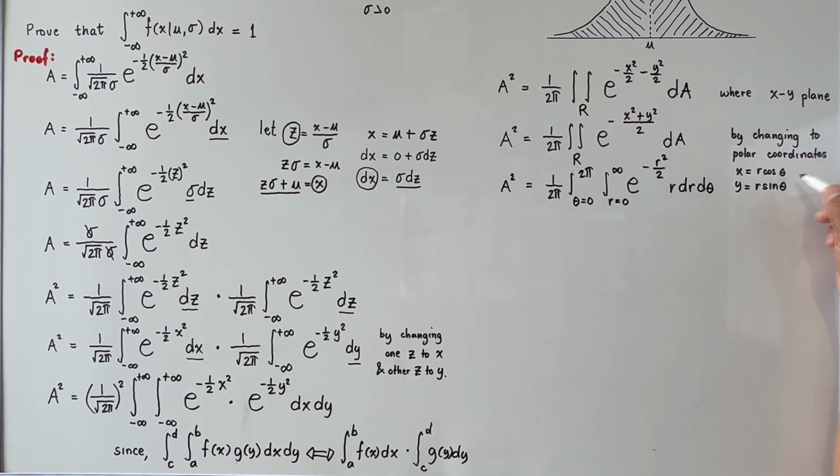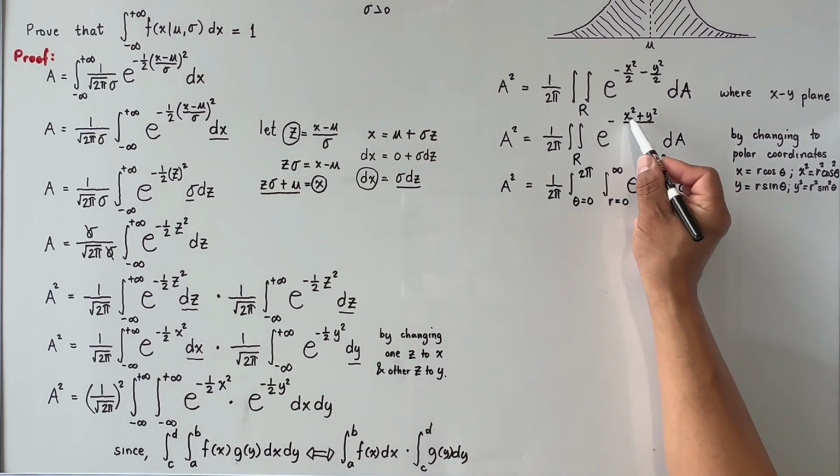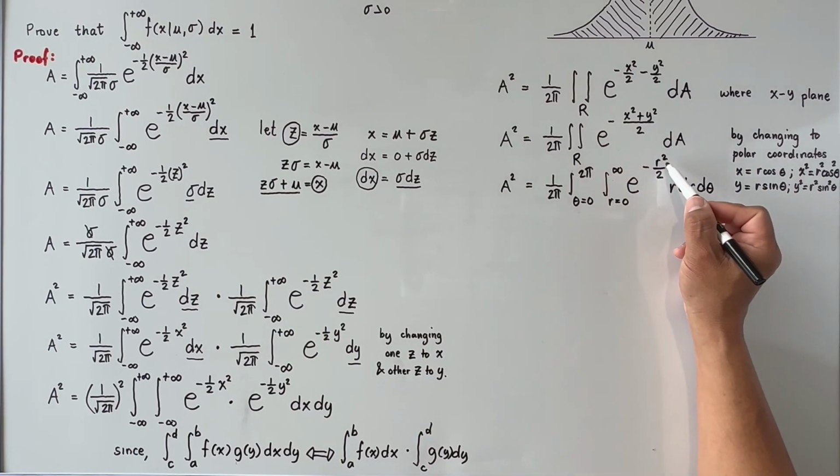And if you square both sides, this is x squared equals r squared cosine squared theta, and also y squared is equal to r squared sine squared theta. Adding x squared and y squared, you will obtain just r squared. So instead of writing x squared plus y squared, I will just write r squared here.